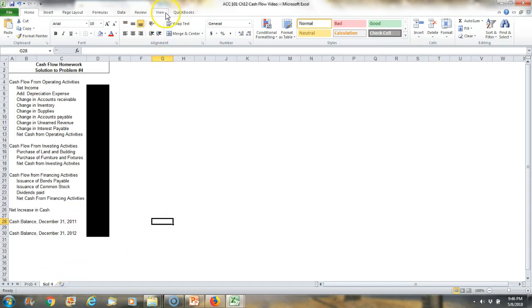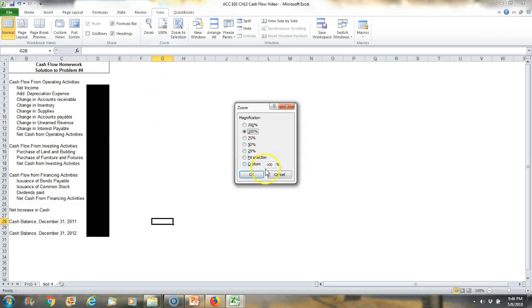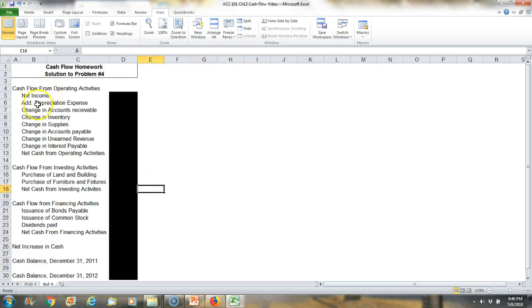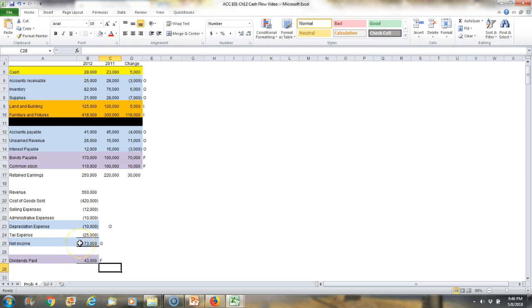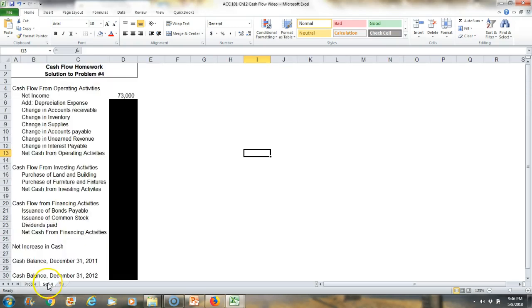I'm going to try and make this a little bit bigger. It'll be a little easier to see. All right, so we always start with our net income. And our net income from the previous page was $73,000. We always add back our depreciation expense. So that's going to be the next thing that we need. If we had amortization expense, we'd add that back too.